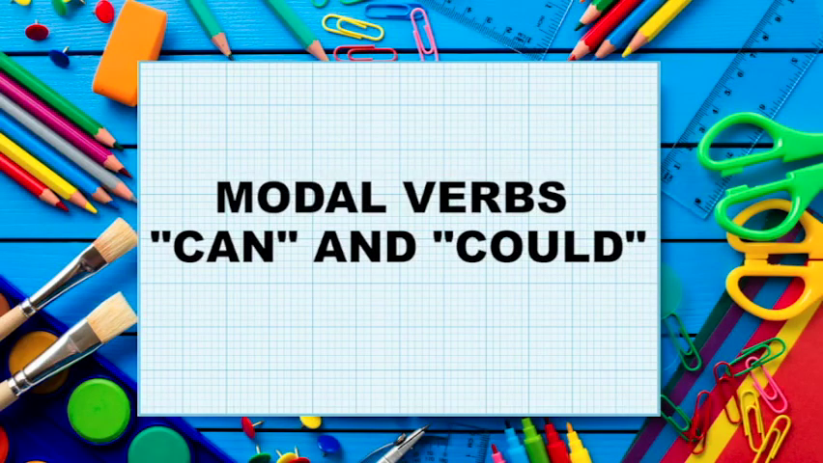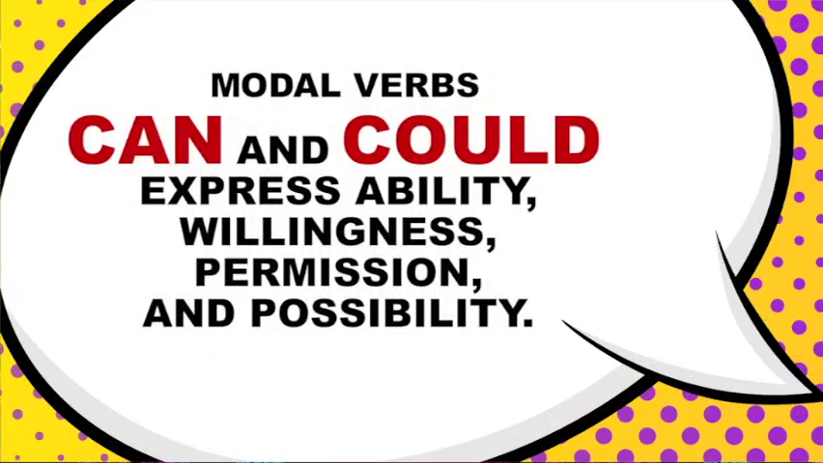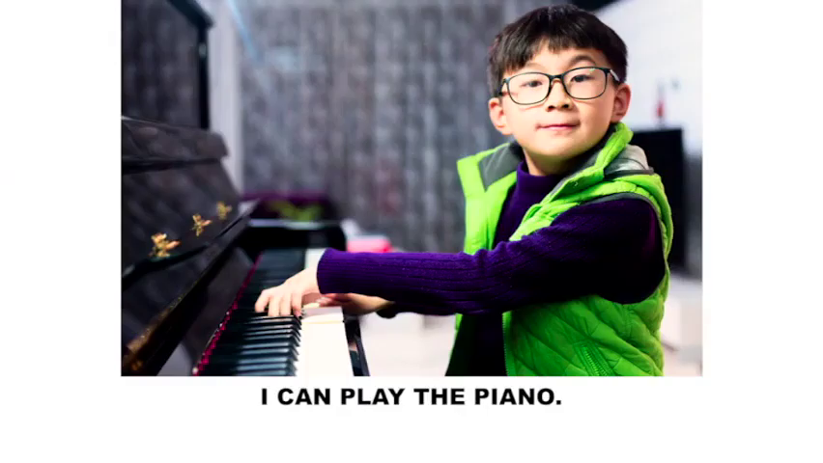Modal verbs can and could. Our next two modal verbs, can and could, are used in a variety of ways. They express ability, willingness, permission, and possibility. In the sentence, I can play the piano, can is used to express ability. Playing the piano is something I can do.